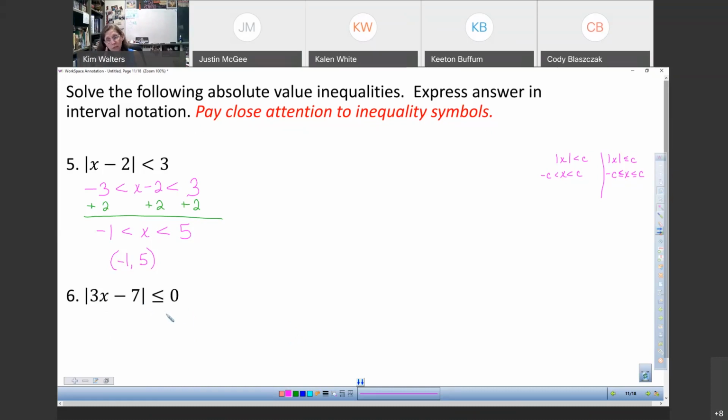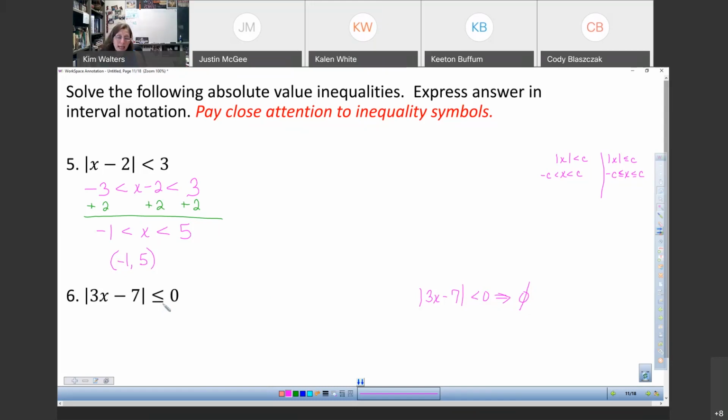So let me show you the difference here, and here's where I wanted you to pay close attention. If the problem said the absolute value of 3x minus 7 is less than 0, I would have no solution. This symbol is different than this symbol. So what this means is that, yes, there are no values which make this less than 0, but there is one value which makes this statement true. And that is when the absolute value of 3x minus 7 is equal to 0.